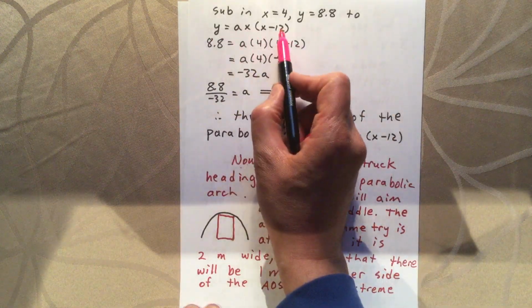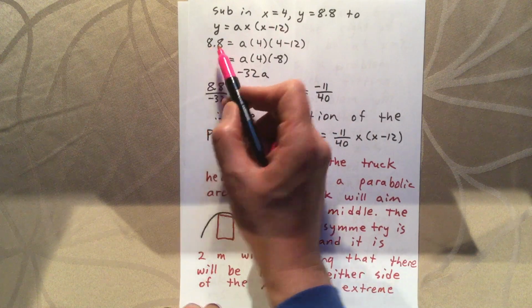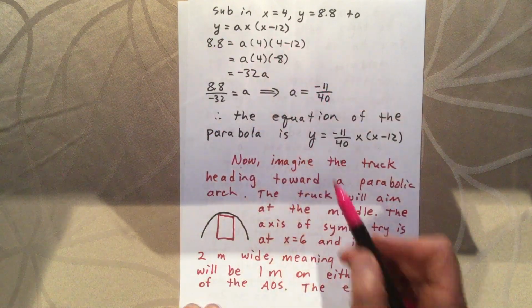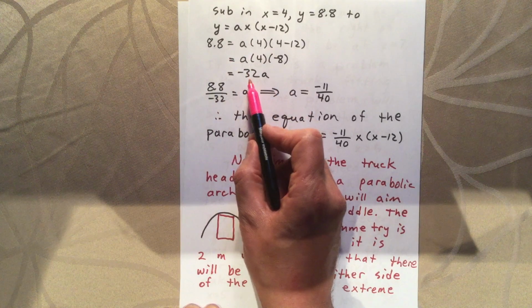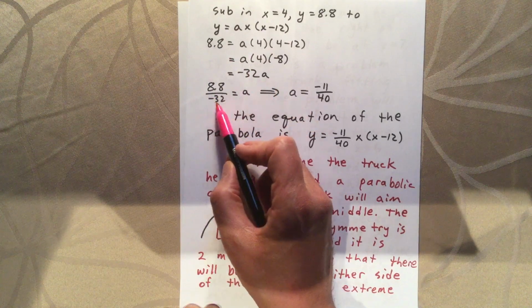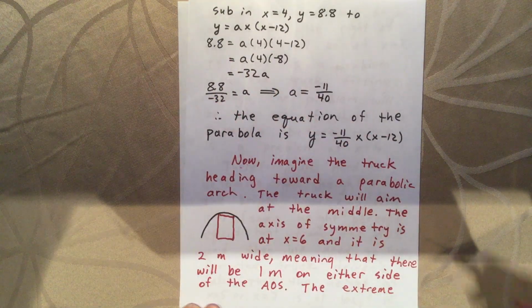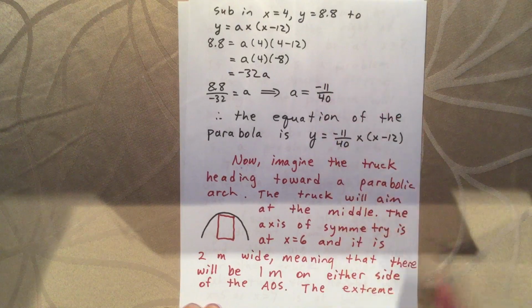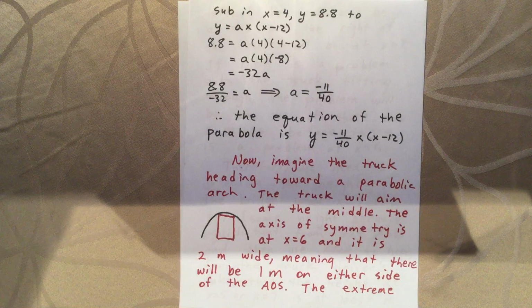This was the equation we had a moment ago. We let y be 8.8, and we let x be 4. And we get 8.8 equaling negative 32a, which means 8.8 over negative 32 is a. And when we do a little simplifying, we get a is negative 11 over 40. So the equation of the parabola representing the bridge is y equals negative 11/40 x times x minus 12. We still haven't answered whether the truck can fit through.